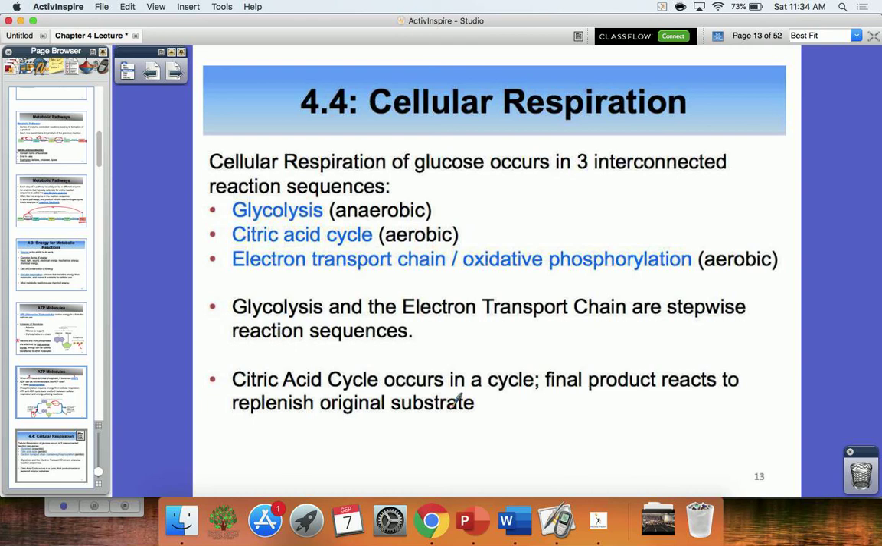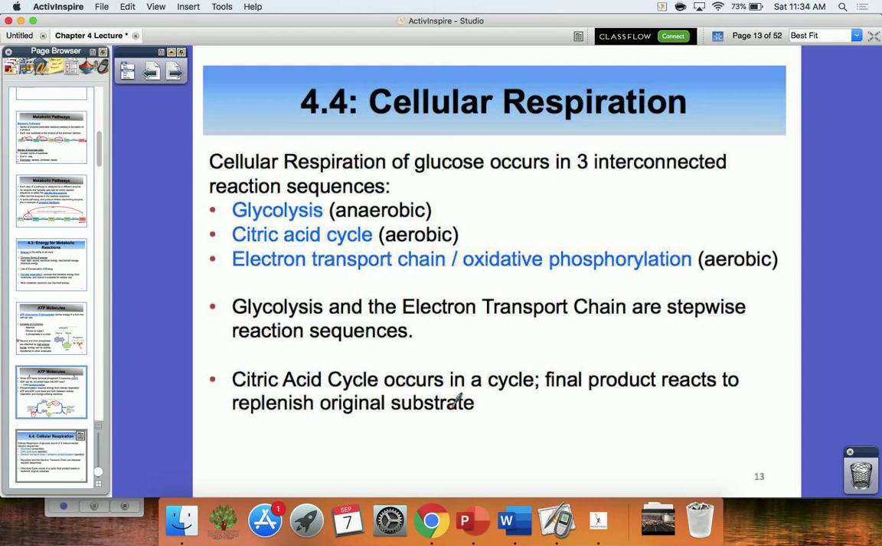So in this next section, we're going to go into cellular respiration, which is the mechanism by which we create most of our chemical energy. And cellular respiration is going to be happening to a molecule of glucose. We have 3 steps or 3 reactions that occur, and they are glycolysis, the citric acid cycle, and the electron transport chain.